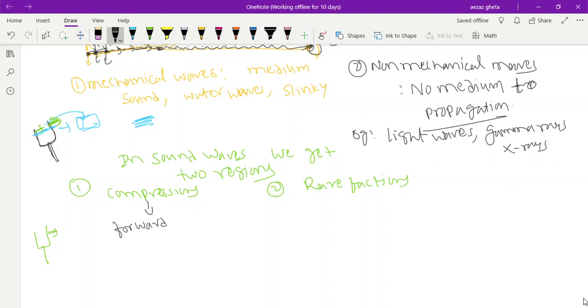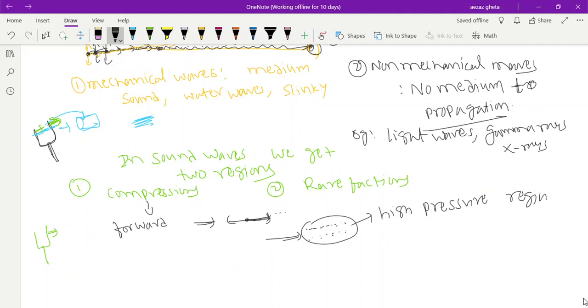So when the tuning fork is moving forward, it will move this side and back side also, from its main position. When it moves forward, it pushes the air and compresses the air. If it is normal air and the fork pushes this air, the particles will come very close to each other and it will create a high pressure region.